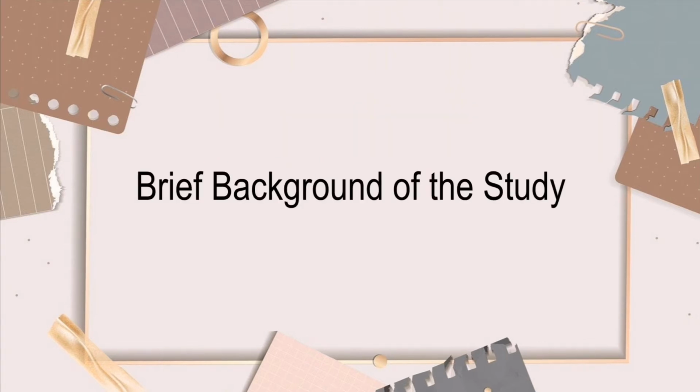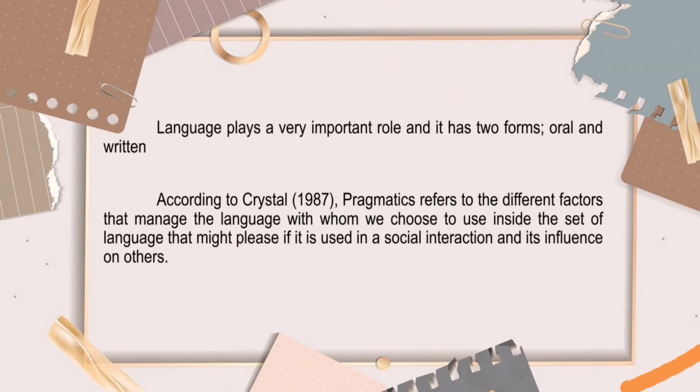As a means of communication between two people, language plays a very important role, and it has two forms, oral and written. According to Crystal 1987, pragmatics refers to the different factors that govern the language we choose to use inside the set of language that might please if it is used in a social interaction, and its influence on others.